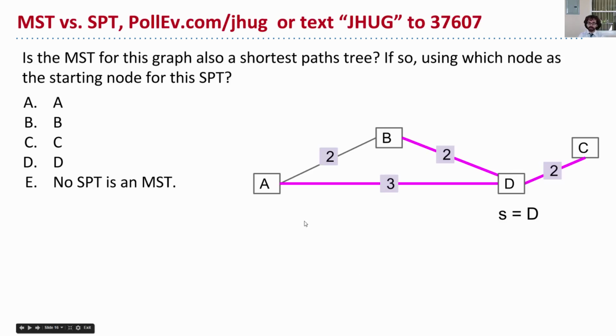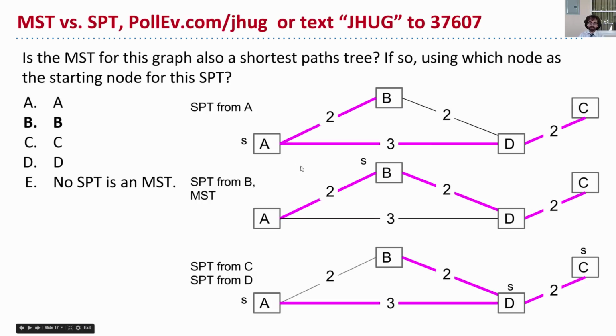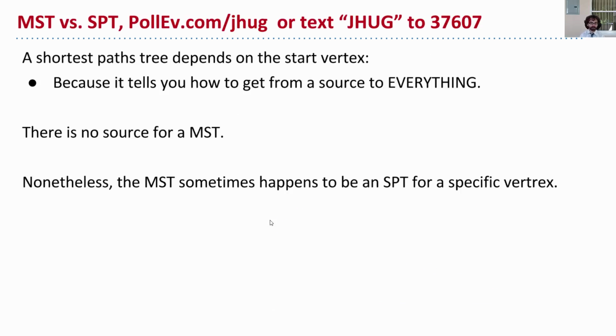You can repeat that exercise for each of the 4 starting vertices, and we'll see that we get 3 different shortest paths trees. This one that we just saw, and finally this one right here. And this shortest paths tree is the one for B, and is the only one where the shortest paths tree is the same as the minimum spanning tree.